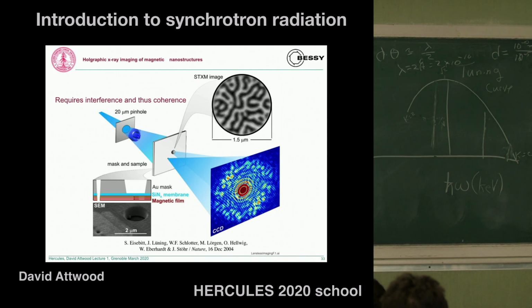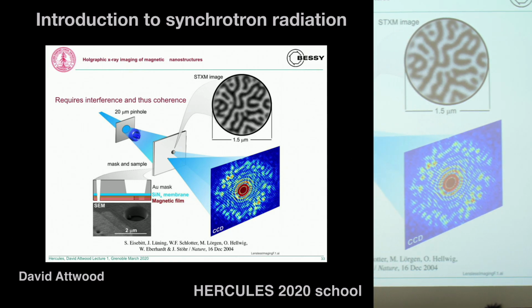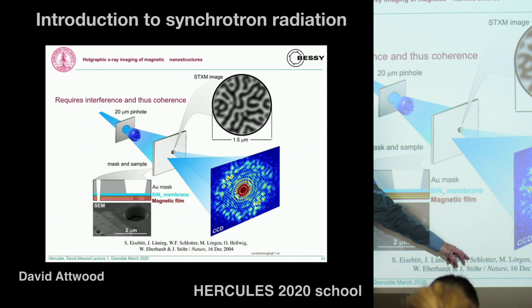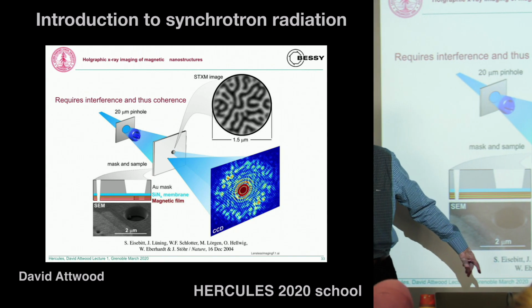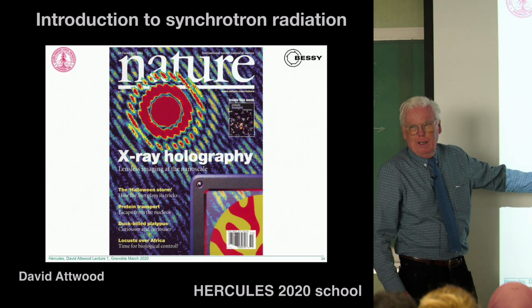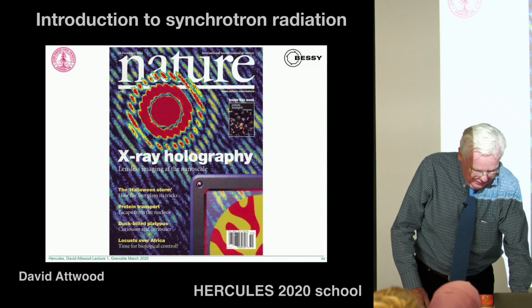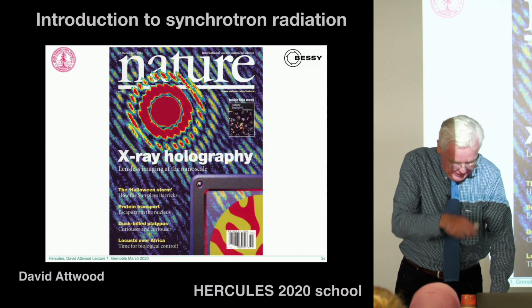Okay. Anyway, so these first three, Stefan Eisebitt, Jan Lüning, and Bill Schlotter were graduate students at the time, and they got the front cover of Nature, and they all got great jobs out of this. Yeah, so right, they're directors of facilities now.